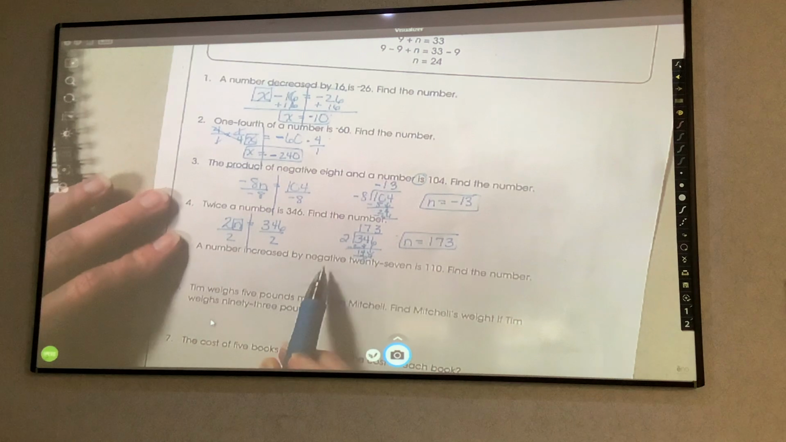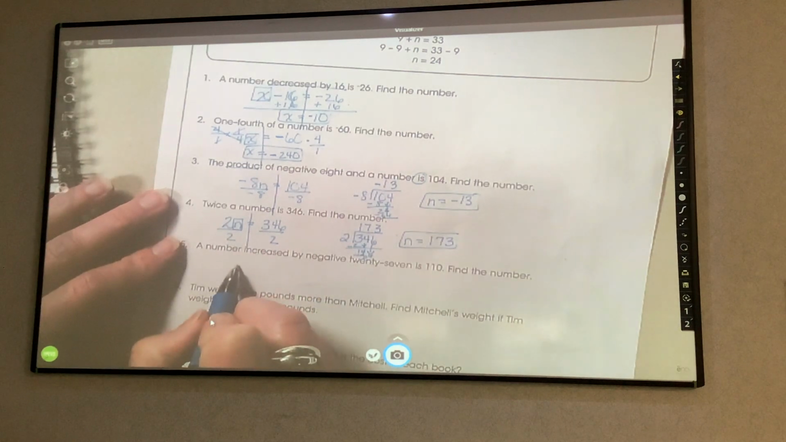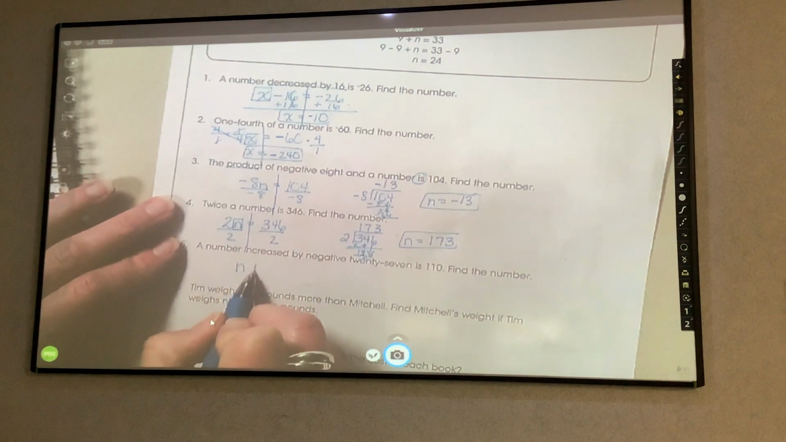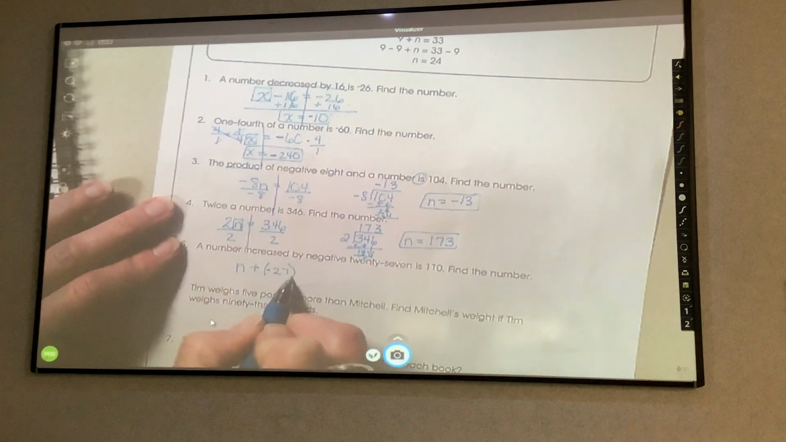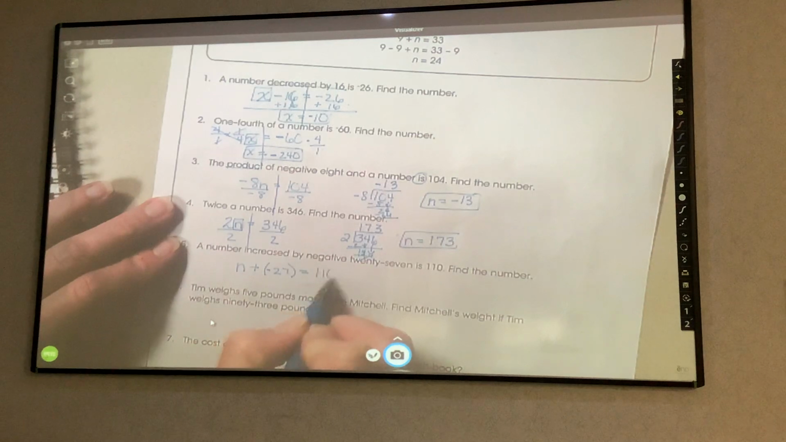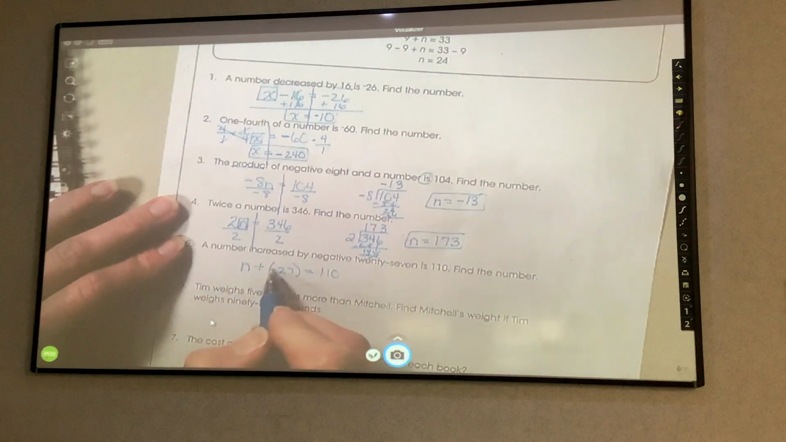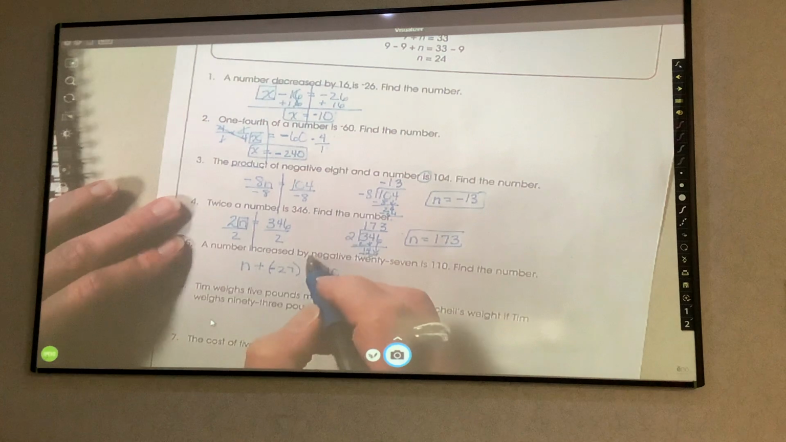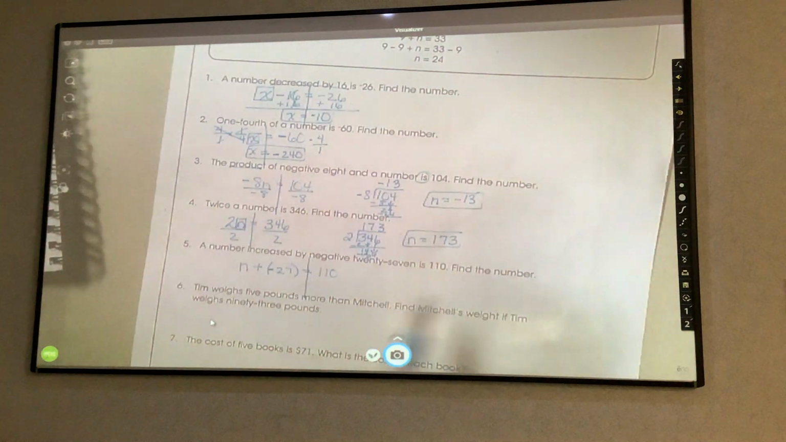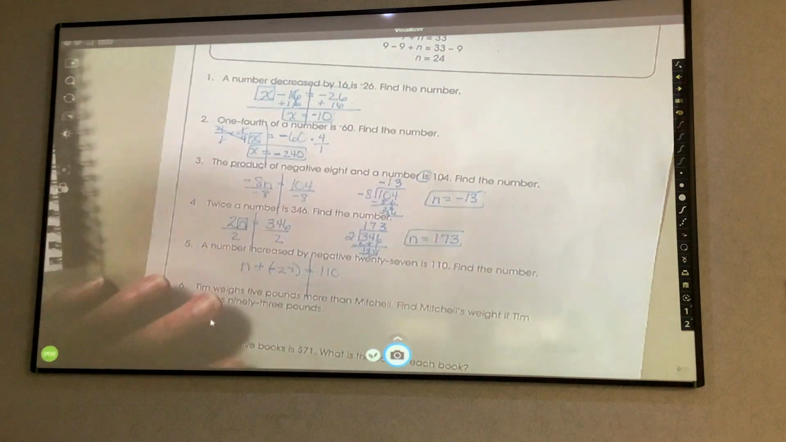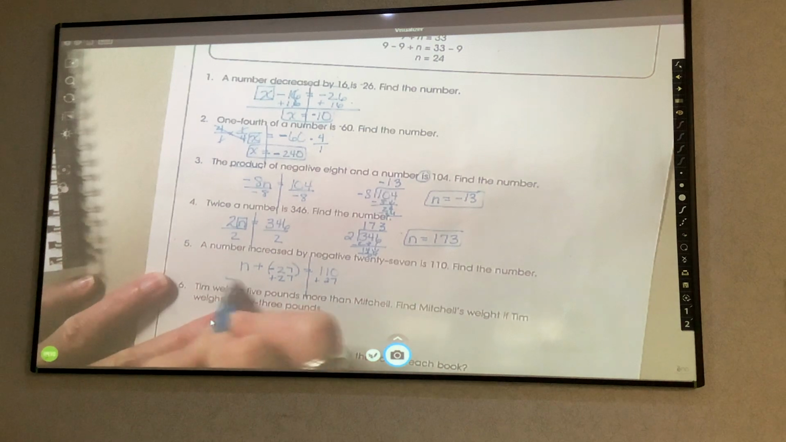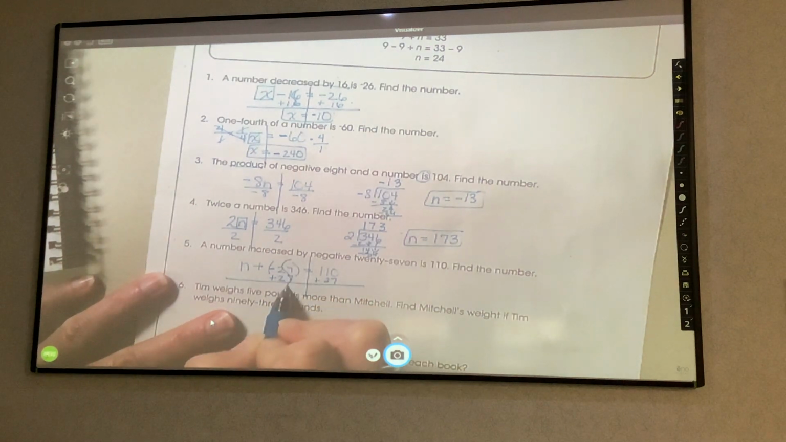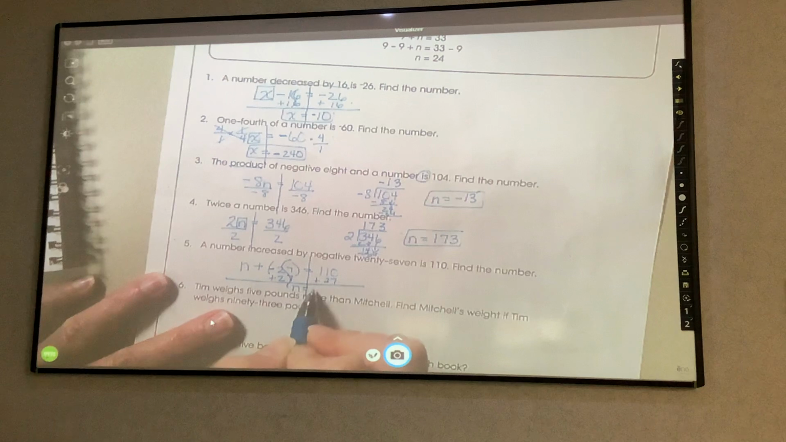A number increased by a negative 27. So a number increased by a negative 27 is 110. Instead of adding, so this is where sometimes it might confuse you guys, because we're adding a negative, so now we're going to add a positive 27 to both sides, because you're always adding the additive inverse. N equals 137.